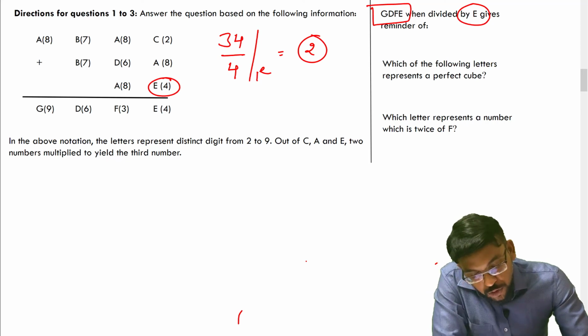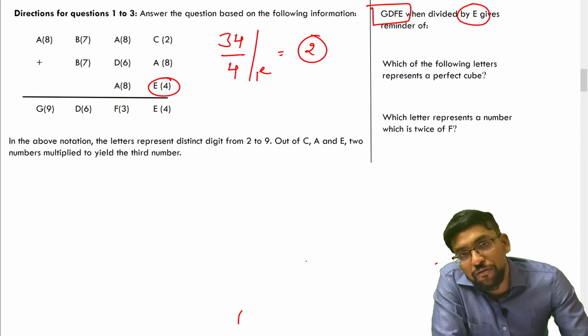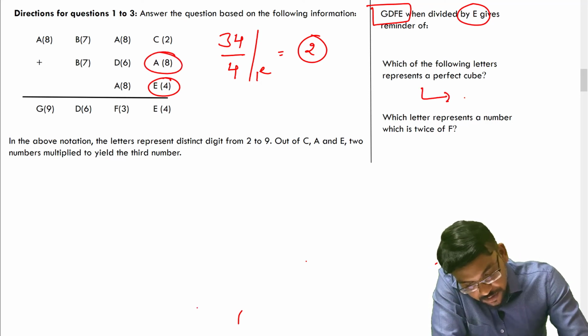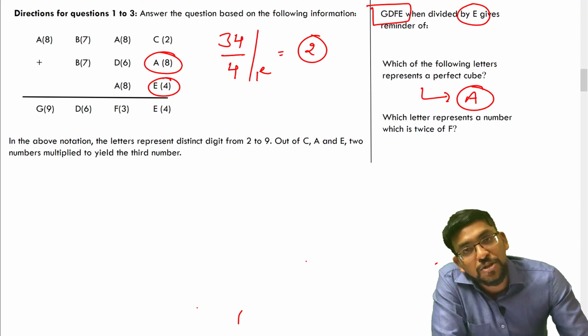Second question is, which of the following letters represents a perfect cube? So we know from 2 to 9 there is only one number which is a perfect cube, and that number is 8. And 8 is represented by A here. So A has to be the right answer for this question.